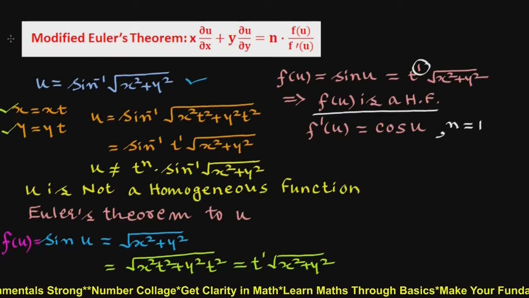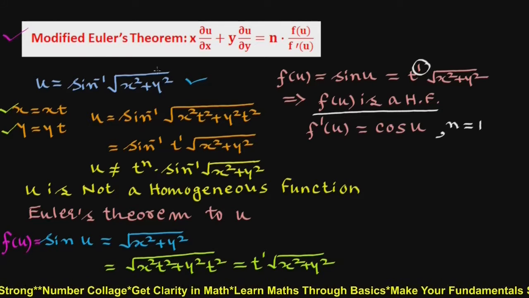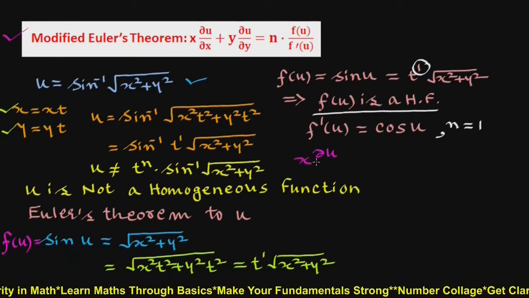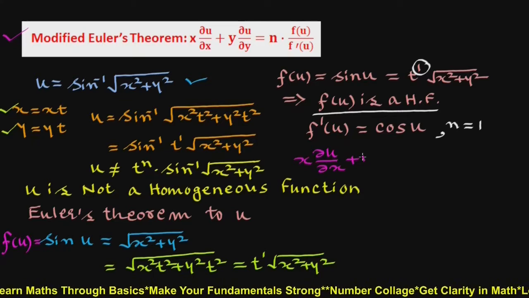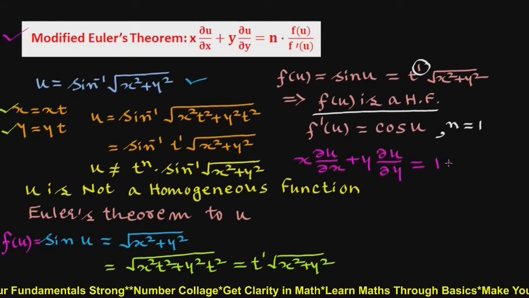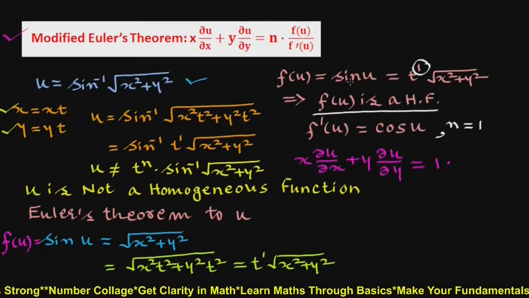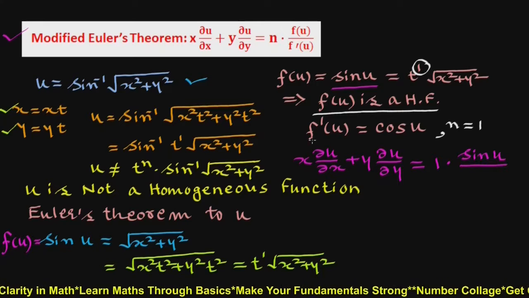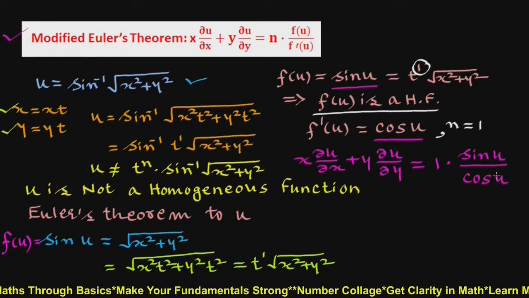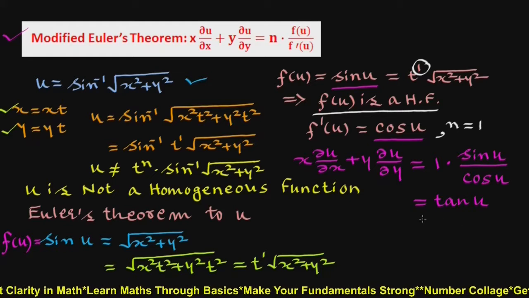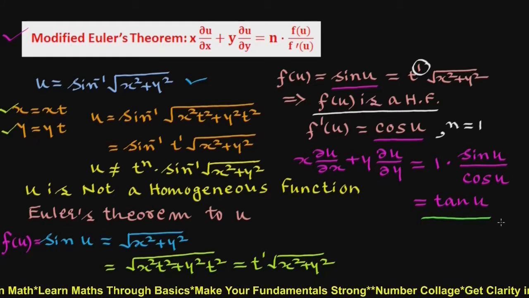Now by using this modified Euler's theorem, we can find the value of x ∂u/∂x + y ∂u/∂y = n, which is 1, times f(u), which is sin u, upon f'(u), which is cos u. So the required value will become tan u. Now this is according to modified Euler's theorem.